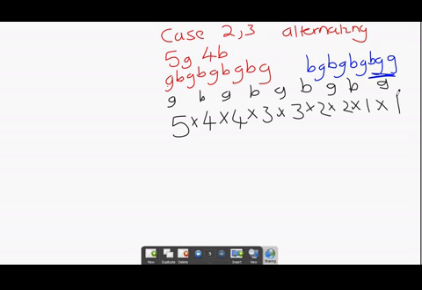When people are sitting and alternating, we first of all looked at the fundamental counting principle with the menu. Then we looked at the fundamental counting principle with alternating. And then we are going to continue to look at it when it comes to other scenarios.